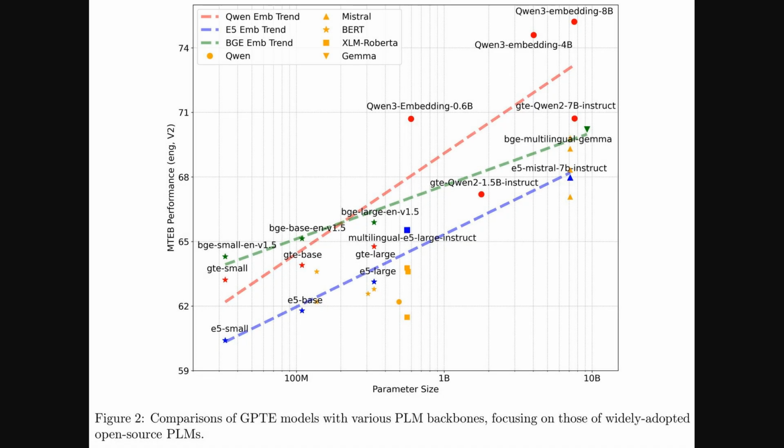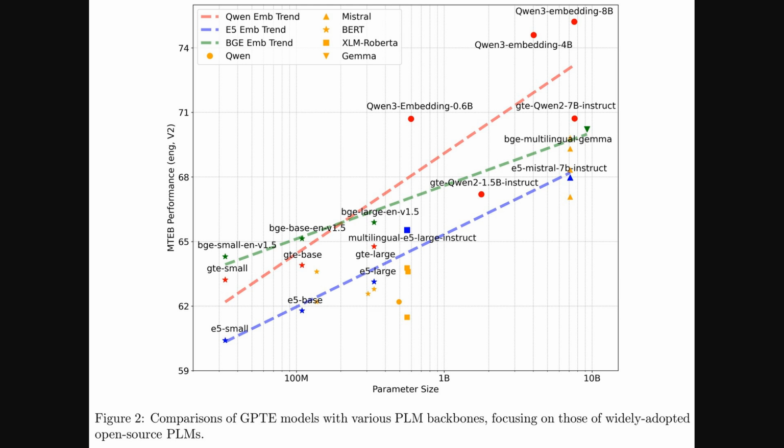And this next figure really visualizes the impact of those different model choices. It plots model performance against parameter size, basically how well a model does versus how big it is. Performance is measured on the Massive Text Embedding Benchmark, which is a standard test suite for these models. The overall trend is clear. Bigger models generally perform better.